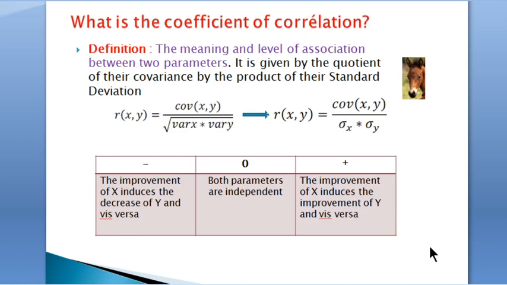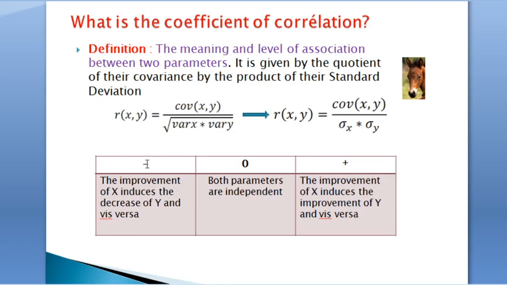Alright, now what is the coefficient of correlation? By definition, it is the meaning and level of association between two parameters. It is given by the quotient of their covariance by the product of their standard deviation. It is denoted Rxy as here presented.